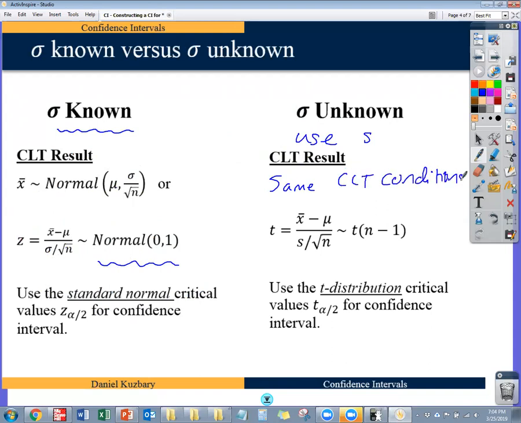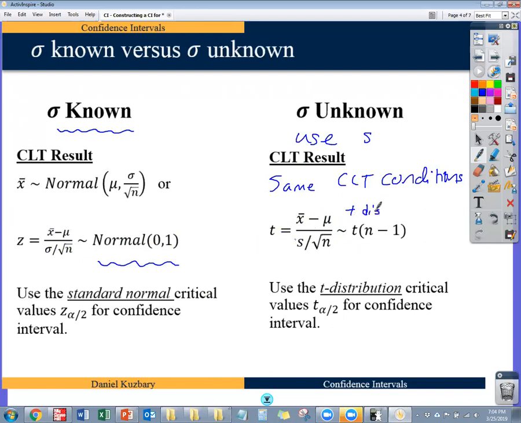I think it's on a later slide, that we need a normal population or a sample bigger than 30. And then we're going to find what we're going to call T instead of Z. Let's take X bar, subtract the mean, kind of like over here, then divide by S over the square root of n rather than sigma over the square root of n. And we get something that follows the t-distribution.